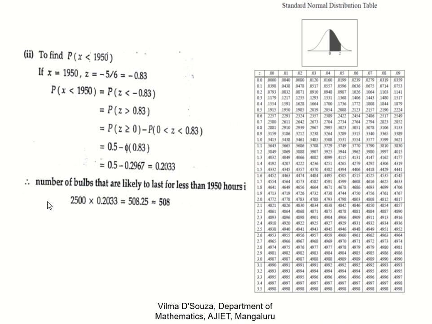So probability of x less than 1950 is 0.2033. Therefore, the number of bulbs that are likely to last for less than 1950 hours is 2500 into the probability we got, that is 0.2033. 2500 into 0.2033 is 508.25. So round it off. Since it is 0.25, we are writing it as 508 itself.